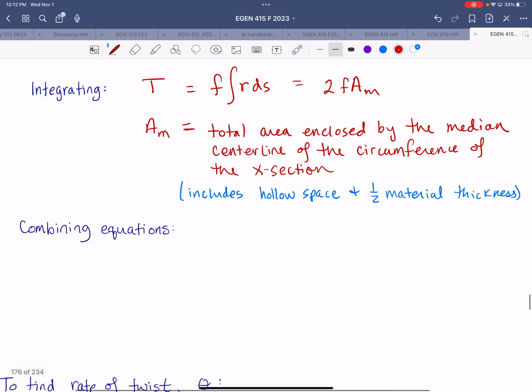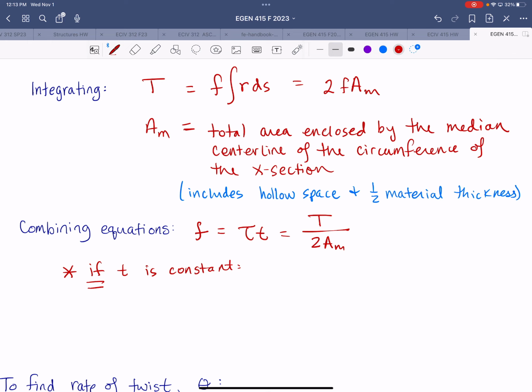All right, so combining our equations, we have shear flow is equal to tau times thickness, which is equal to torque over 2 A_m. So this is where we can obtain a simplified version if the thickness is constant. So say if, and that's a big if, lowercase t is constant, then the shear stress is equal to torque over 2 lowercase t A_m.